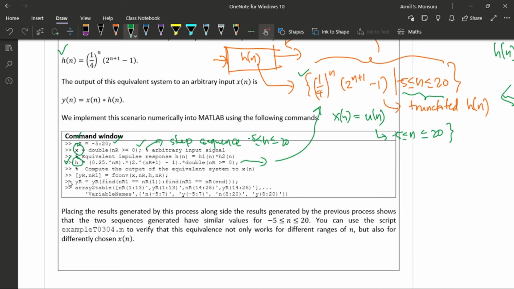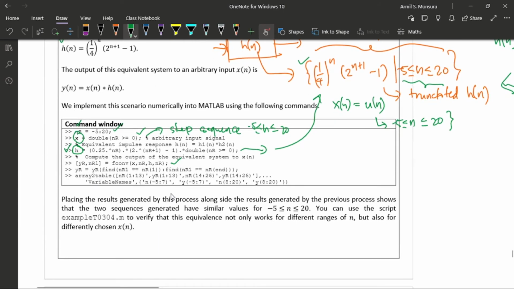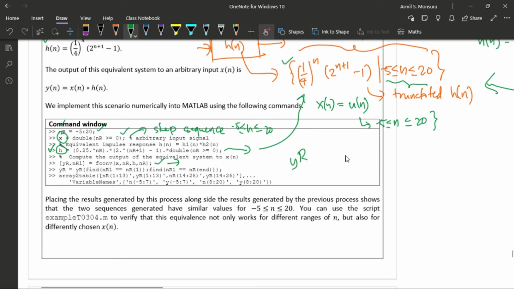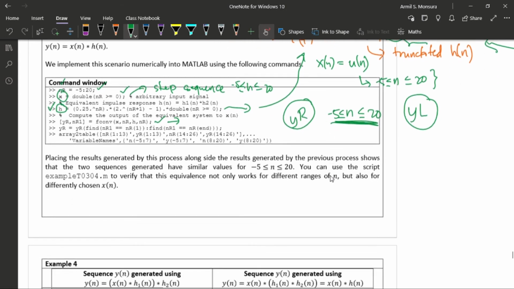So with that, now that we have the sequences for X, the arbitrary input, and H, the equivalent impulse response sequence, although truncated to pareho, we now compute for the output sequence by numerical convolution sum. Taking note that because of the truncation that we did, yung sequence YR ninyo would have correct sample values within the interval -5 to 20 only. So, mapagpapareho natin si YR, which is generated using the equivalent system, and si YL, which is generated using the cascaded system, within this interval lang. Yun ang i-compare natin.